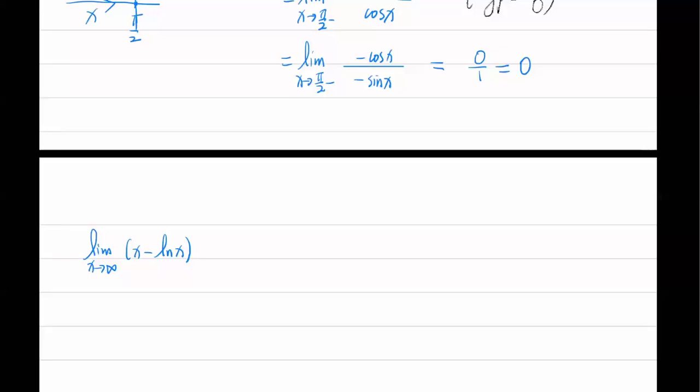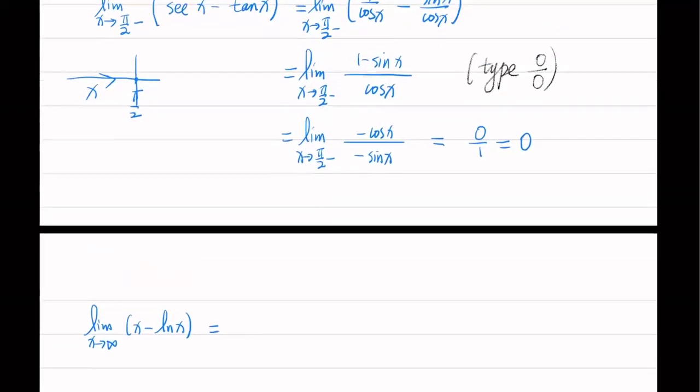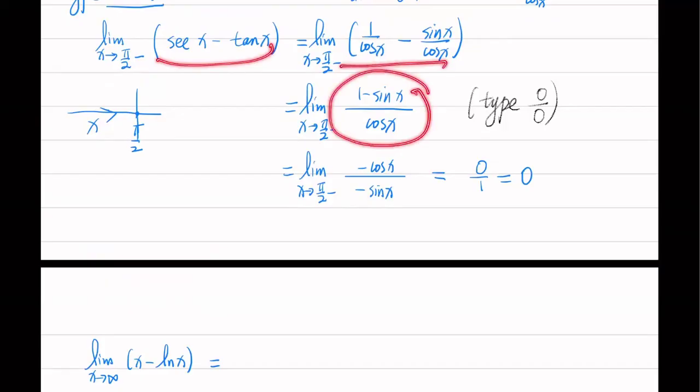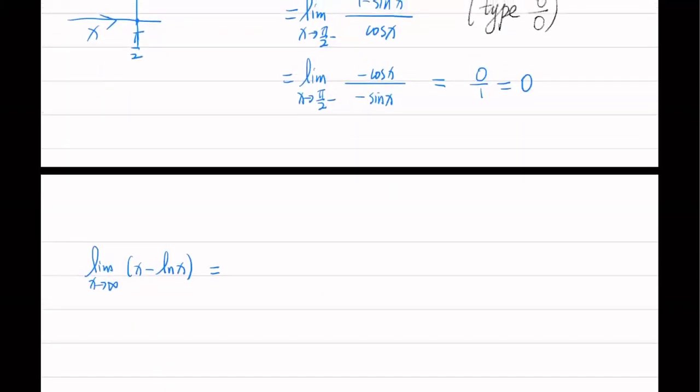Okay, so what do we do? Unlike the previous one where we used the definition, we convert it to a fraction very easily. So here there's no natural conversion, so we'll make up one. We pull out x.